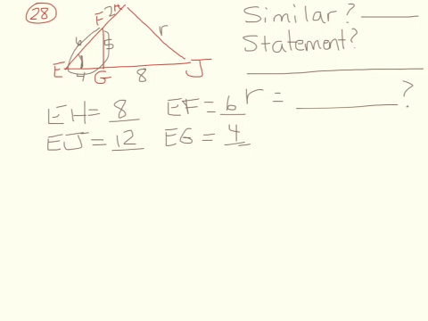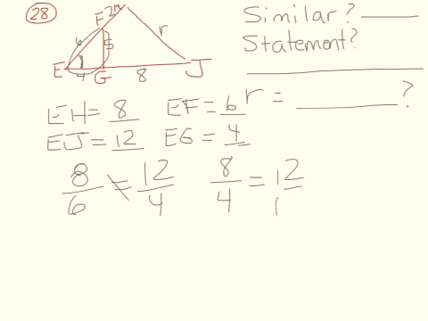So if I use 8 over 6, does that equal 12 over 4? Well, no, because 12 over 4 is 3, and 8 over 6 is much smaller than 3, so that wouldn't work. But maybe EH goes with EG, so 8 over 4, does that equal 12 over 6? Well, yes, because both of those equal 2, so the scale factor is 2. So these two triangles are similar.